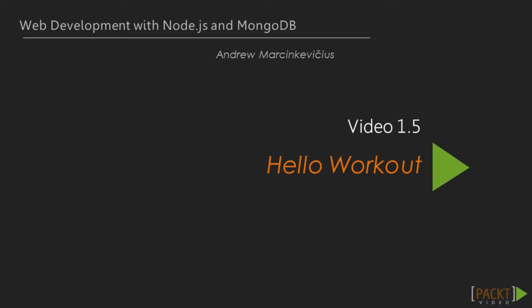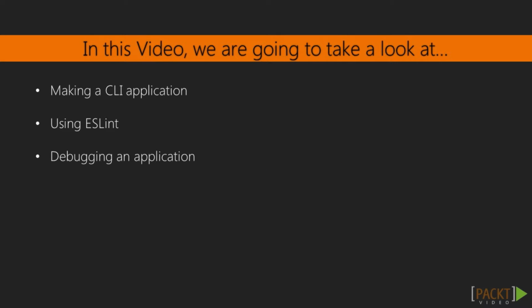Hello, and welcome to the Hello Workout video. In the previous video, we looked at how to install Node.js on your development machine, and how to automate restarting of the application using the NodeMon utility. In this video, we will get some practice by making a CLI application, and learning how to debug when things don't go as expected. We will learn to create a simple CLI application which will take a few arguments and output a workout.